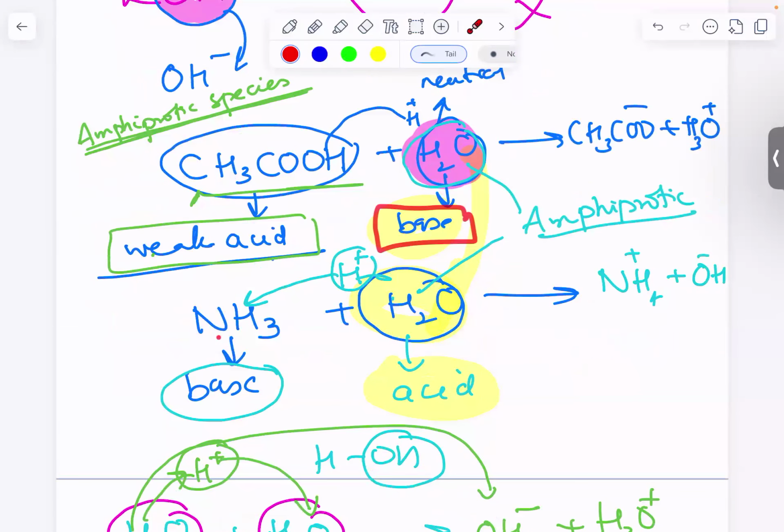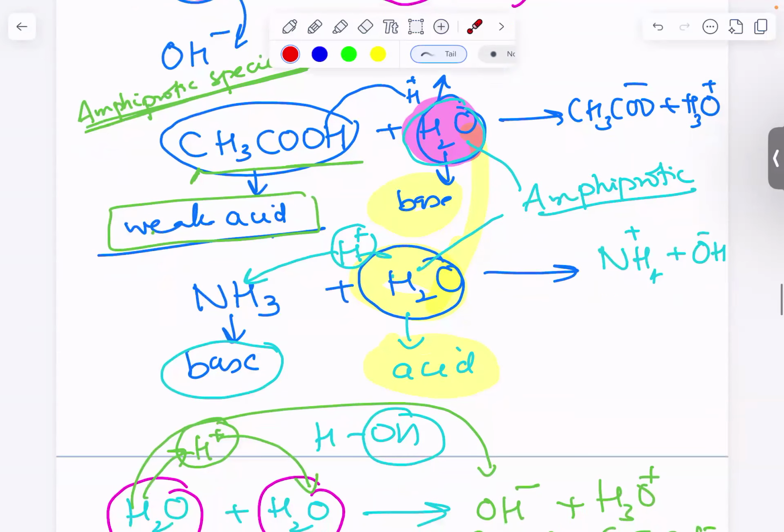Now, if I am going to react ammonia with water, which is a very good reaction because ammonia is highly soluble in water, 65,000 times soluble in water. So you know that ammonia is a base. Why is ammonia a base? Because it has a lone pair which it can donate. So if water is going to react with the base, water will act as an acid.